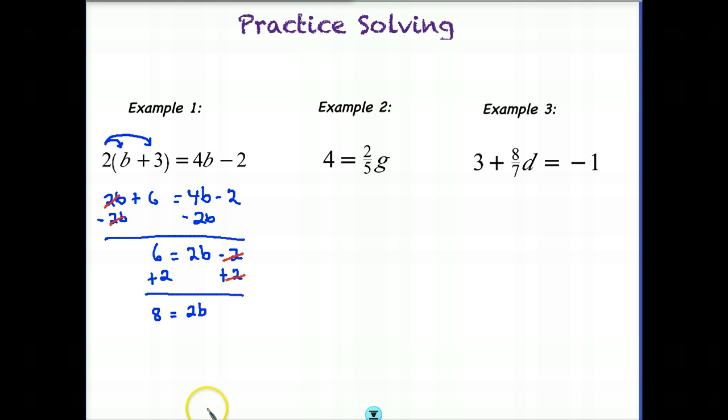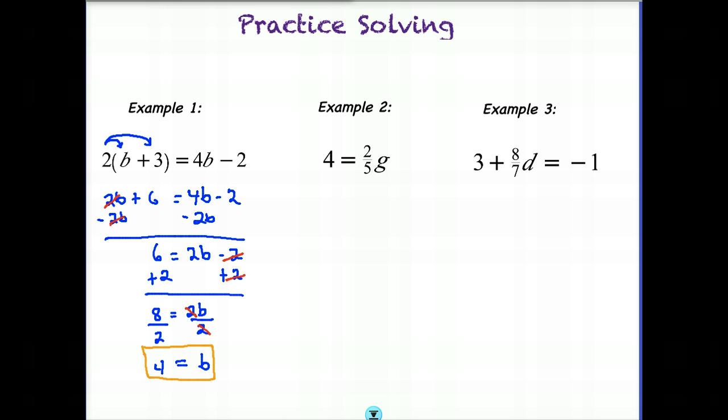My final step then would just be to divide. 2 is being multiplied by the b. And in order to isolate the b and solve for b, I would need to do the opposite, which is division. In this case, 8 divided by 2, I'm left with 4. 2 divided by 2 just turns into 1, which is what we want. So we're left with 1b, which is just b. And that is our final answer for example number 1.